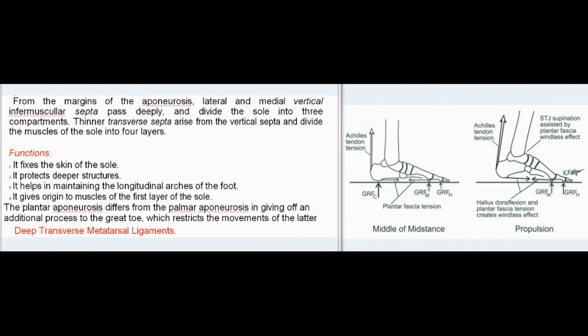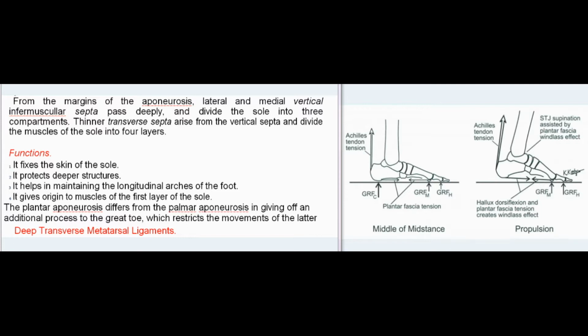From the margins of the aponeurosis, lateral and medial vertical intermuscular septa pass deeply, and divide the sole into three compartments. Thinner transverse septa arise from the vertical septa and divide the muscles of the sole into four layers. Functions: 1. It fixes the skin of the sole. 2. It protects deeper structures. 3. It helps in maintaining the longitudinal arches of the foot. 4. It gives origin to muscles of the first layer of the sole.